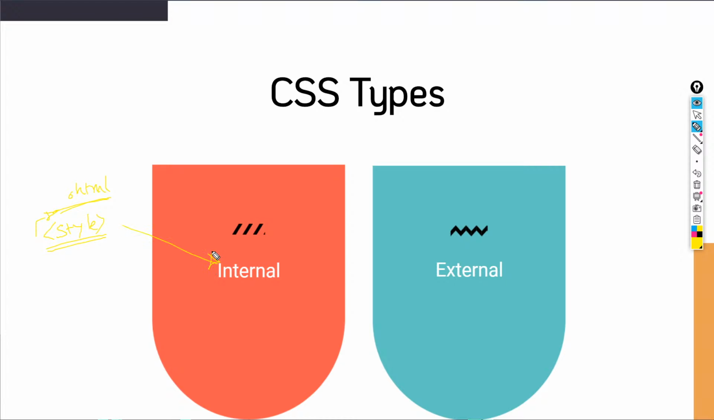So internal CSS, or an inline CSS as well if you want to call it, is something which is contained inside your style section, fine. So style as an HTML tag is only dedicated for CSS. You cannot have any HTML tag inside it, right?